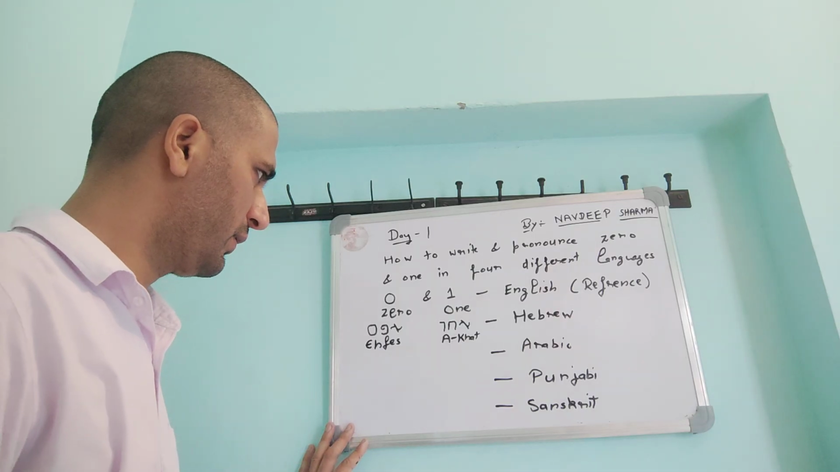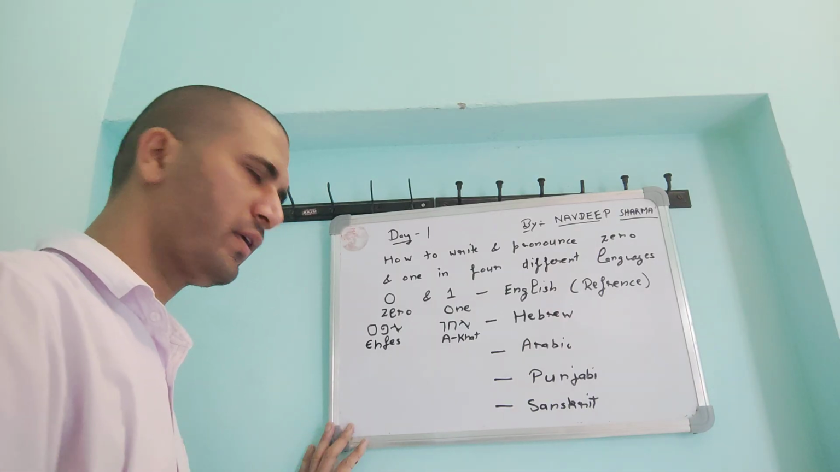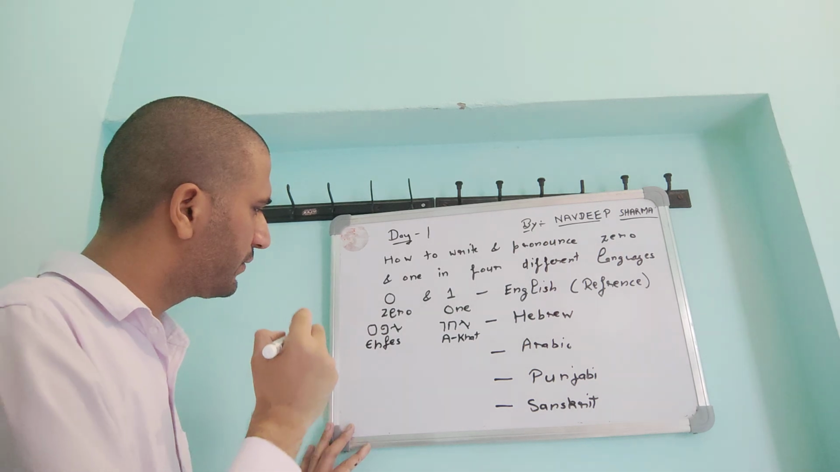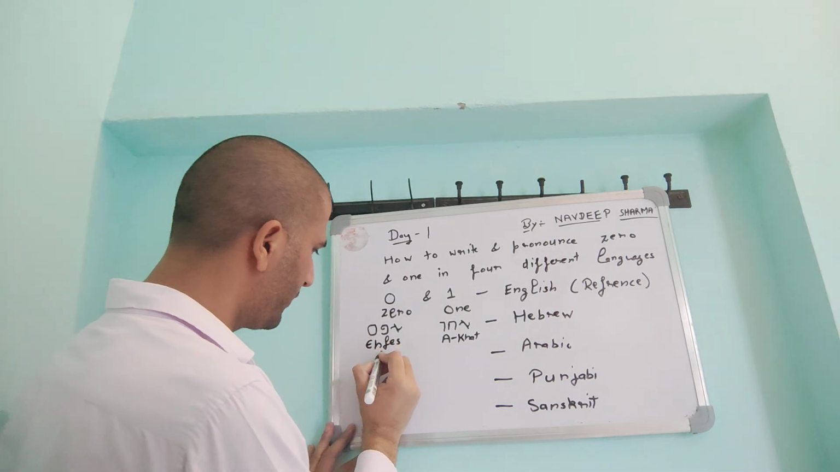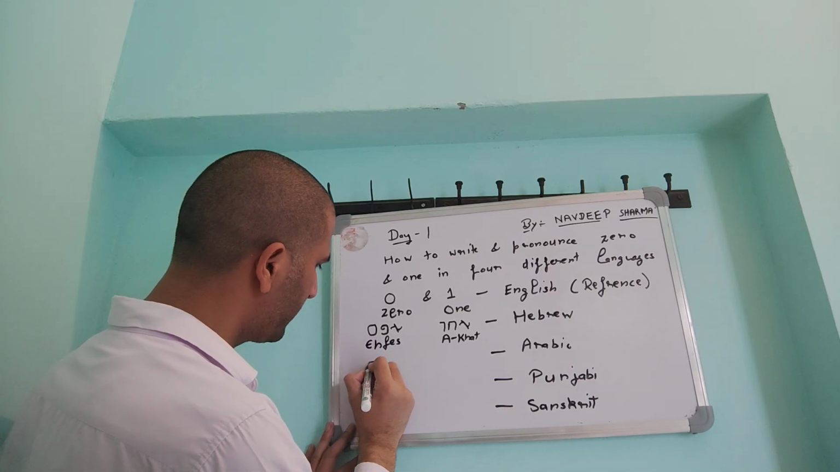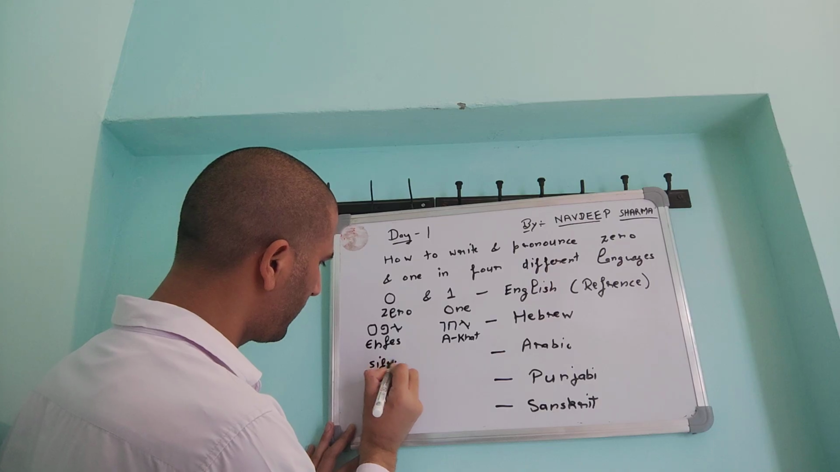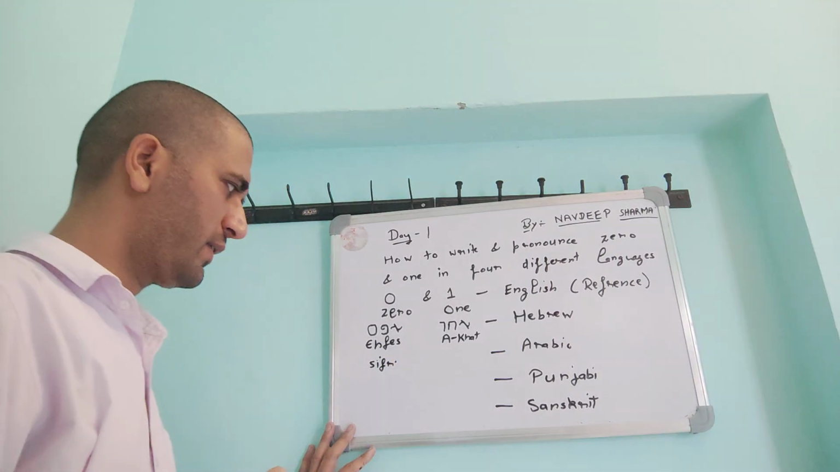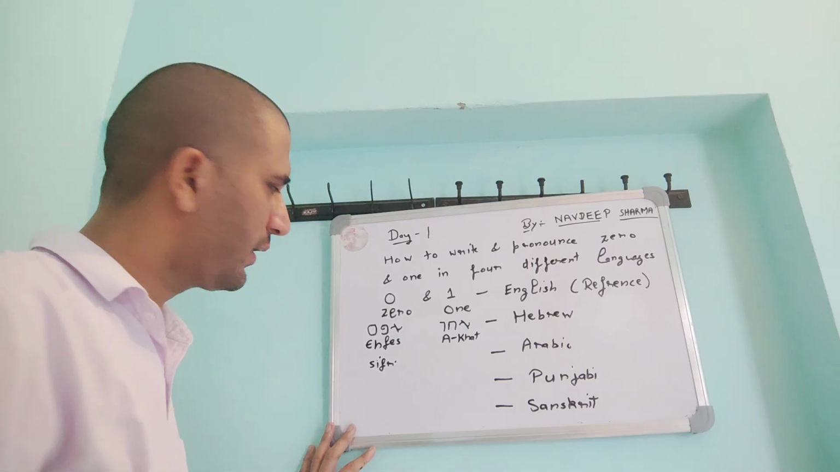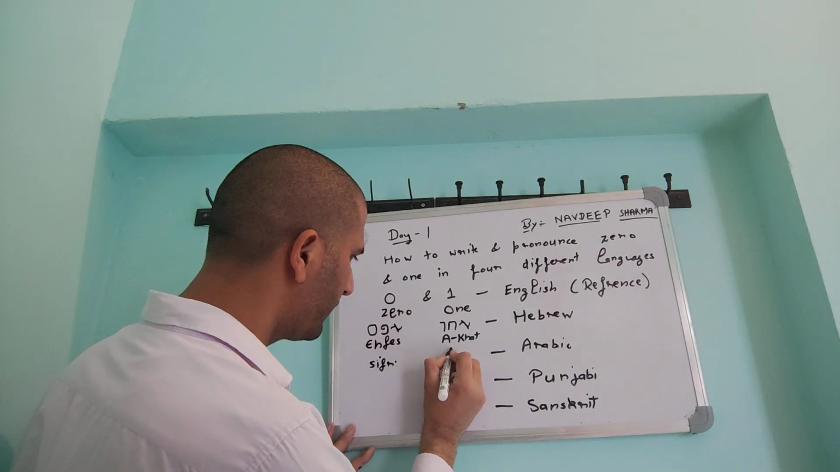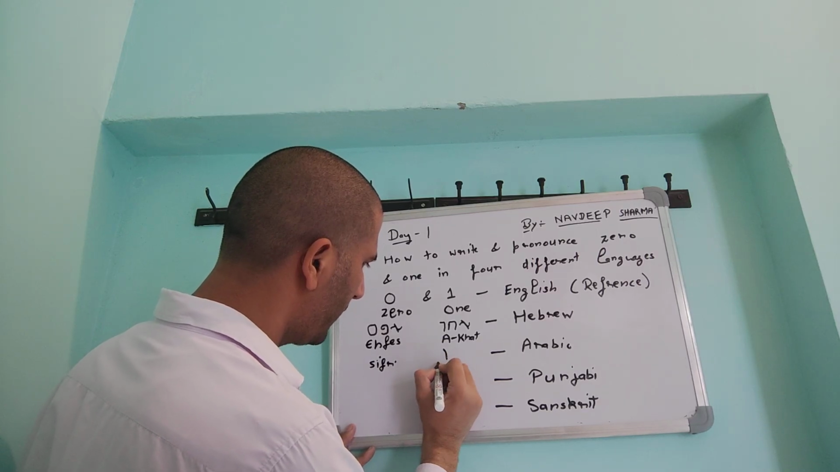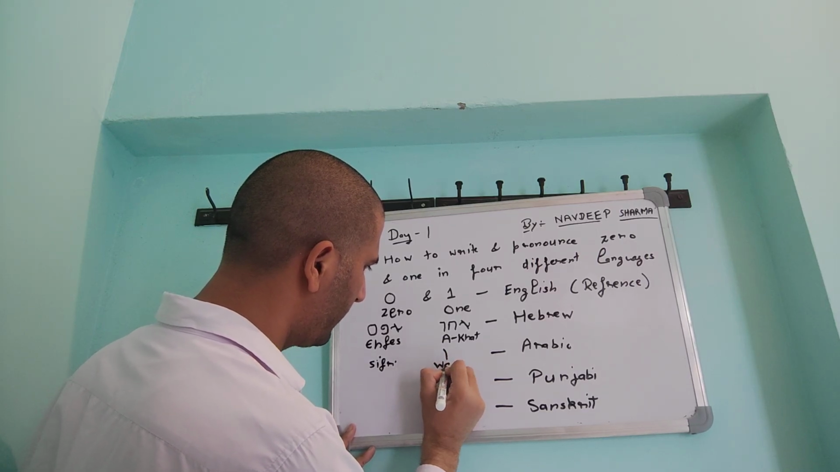Now we will denote 0 and 1 in Arabic, and 0 in Arabic is denoted as a dot and called as cipher. And 1 is denoted like this and called as Wahid.